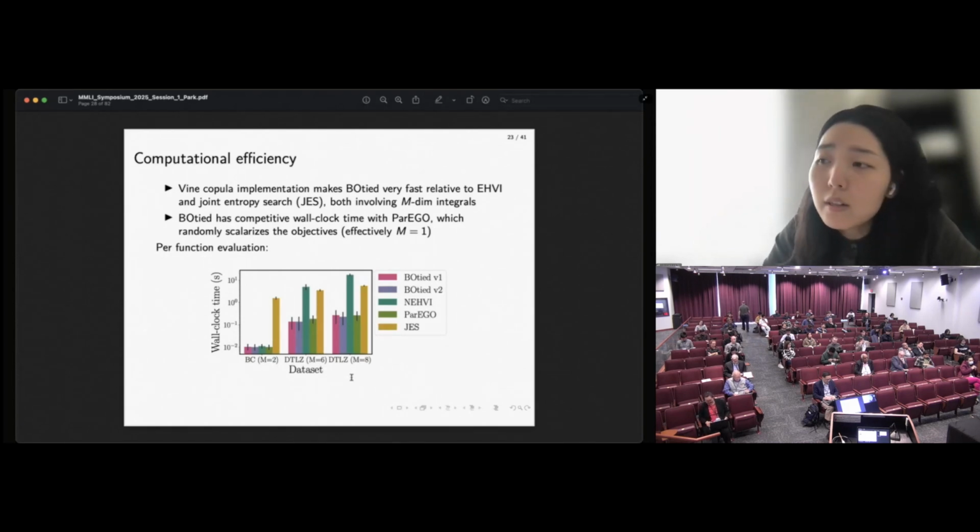So as M increases, the wall clock time of HVI explodes, so does the joint entropy search, which is an information theoretic acquisition function. On the other hand, BOtied is very fast with large M and is competitive with ParEGO, which is the one that scalarizes the objective, so it's effectively M equals 1.